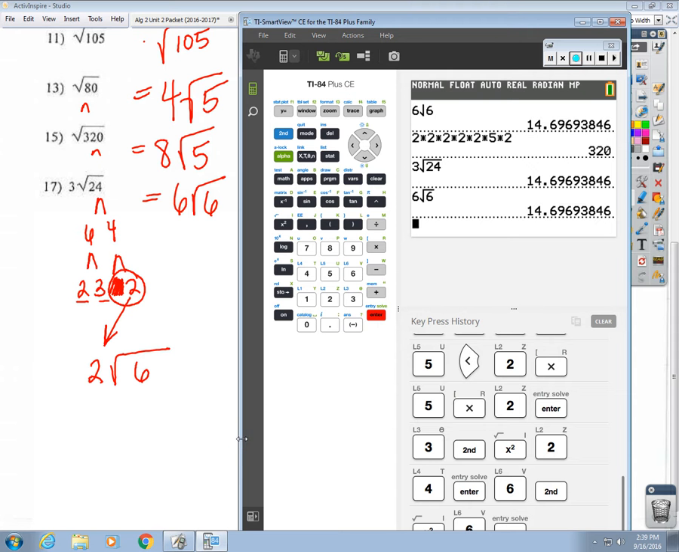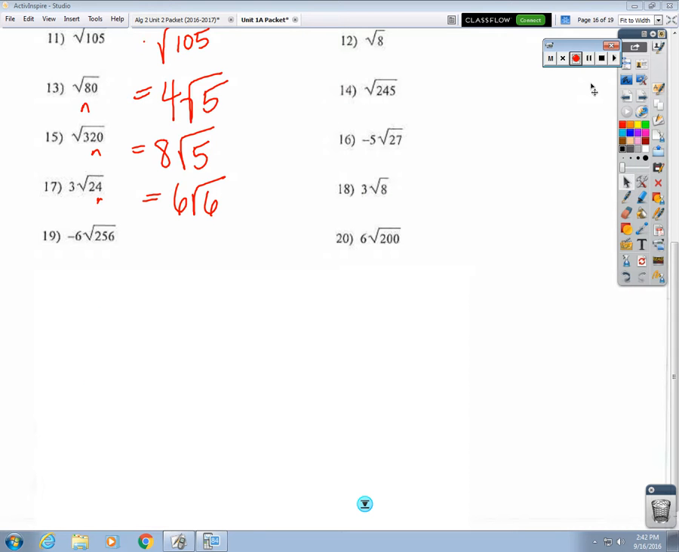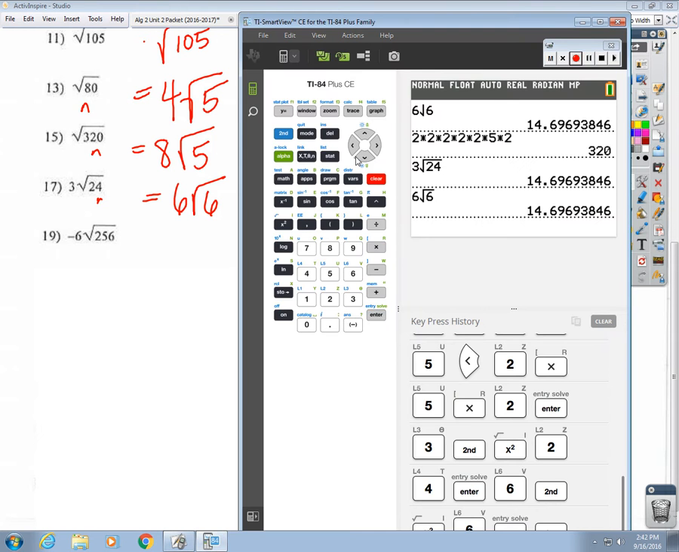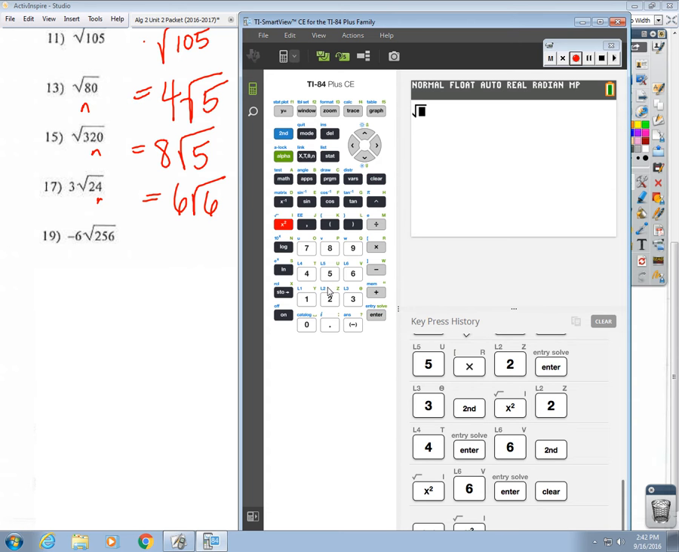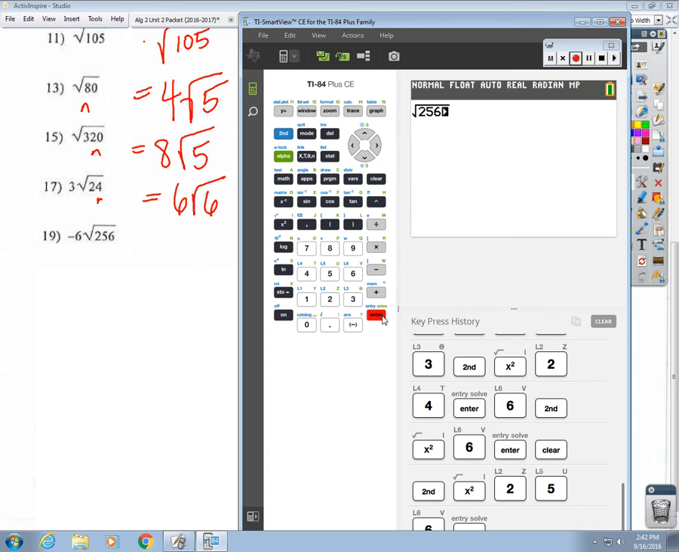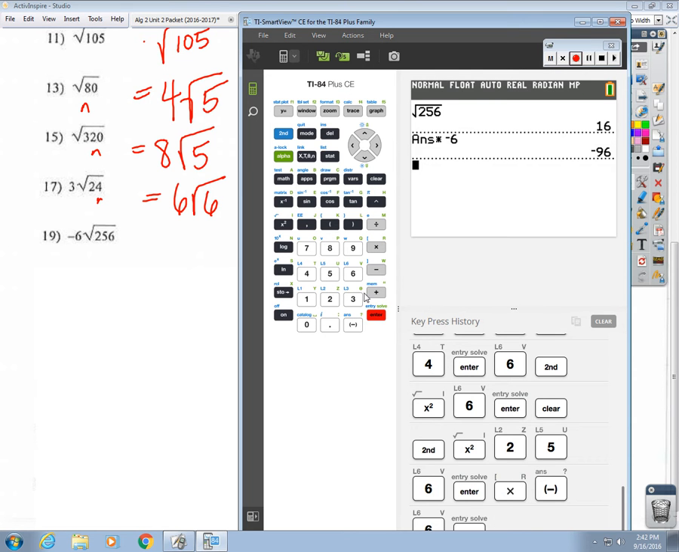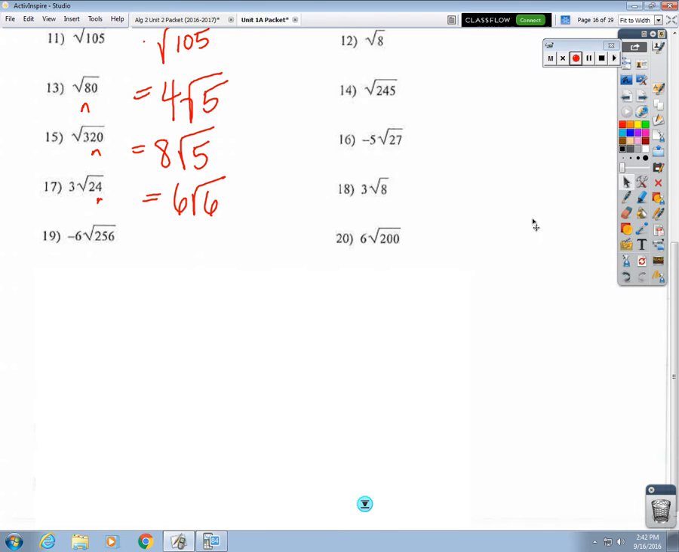Okay, you go ahead and try number 19. What in the world is taking y'all so long on such an easy problem? Y'all, look at the calculator. The square root of 256 is a perfect square. So if I know that the square root of 256 is 16, I can then just multiply it by that negative 6, and the answer is negative 96.